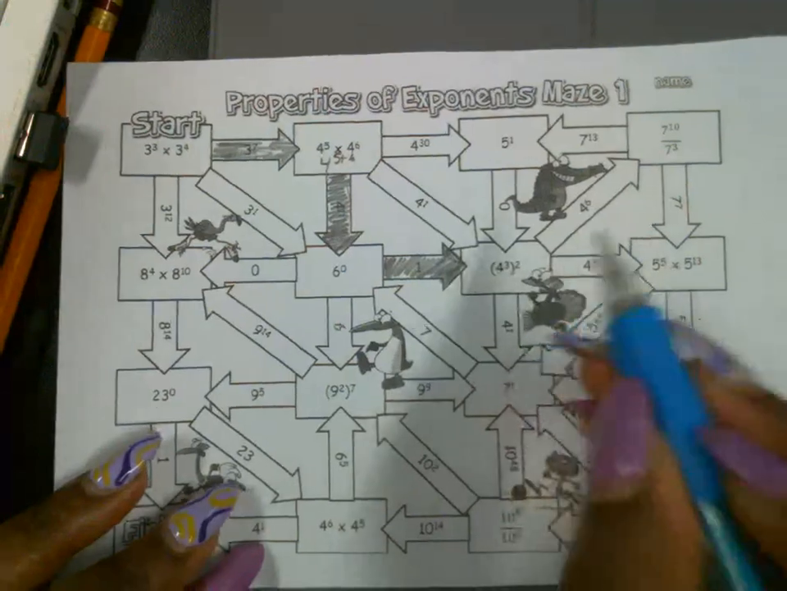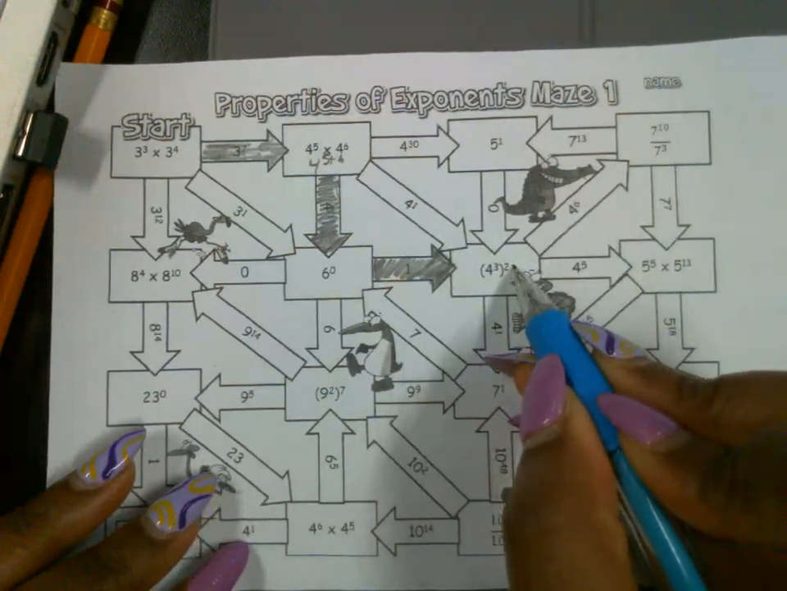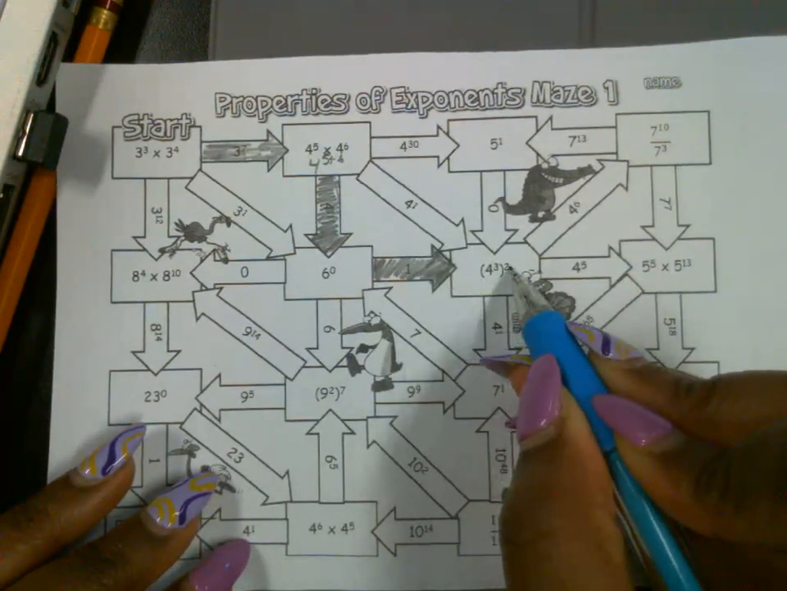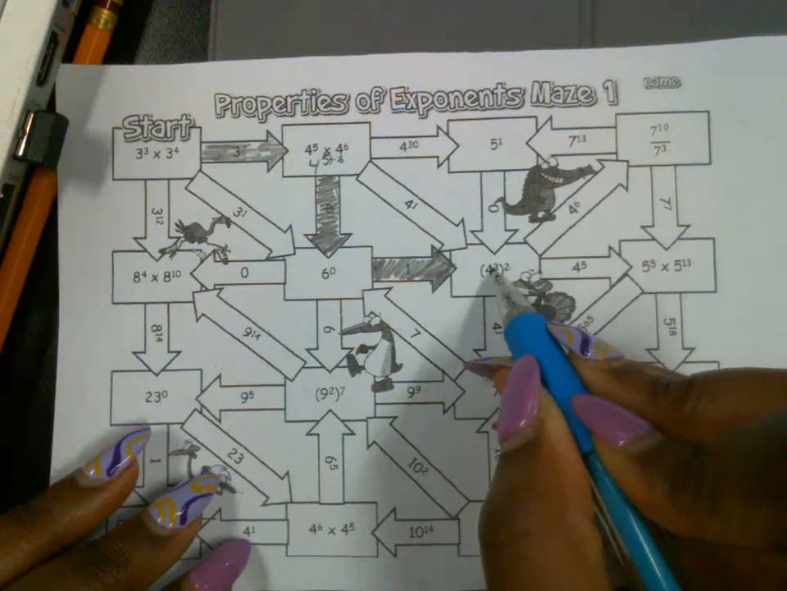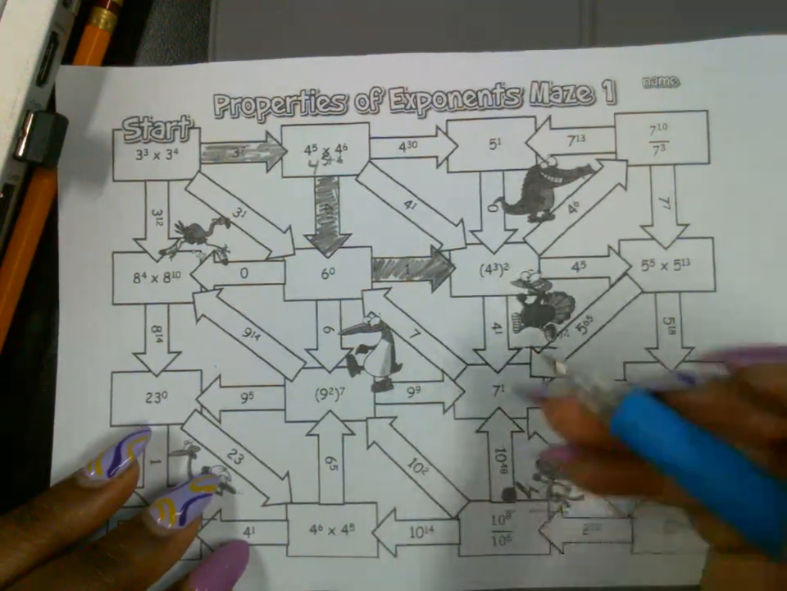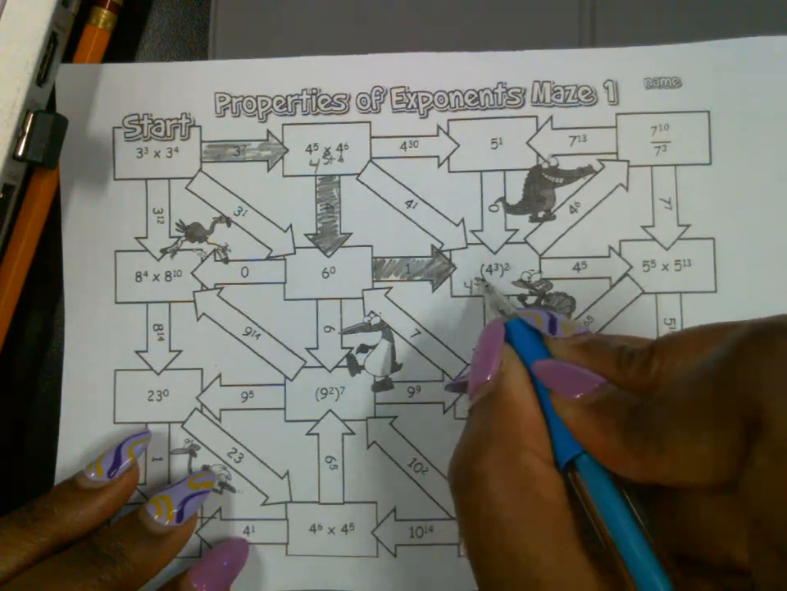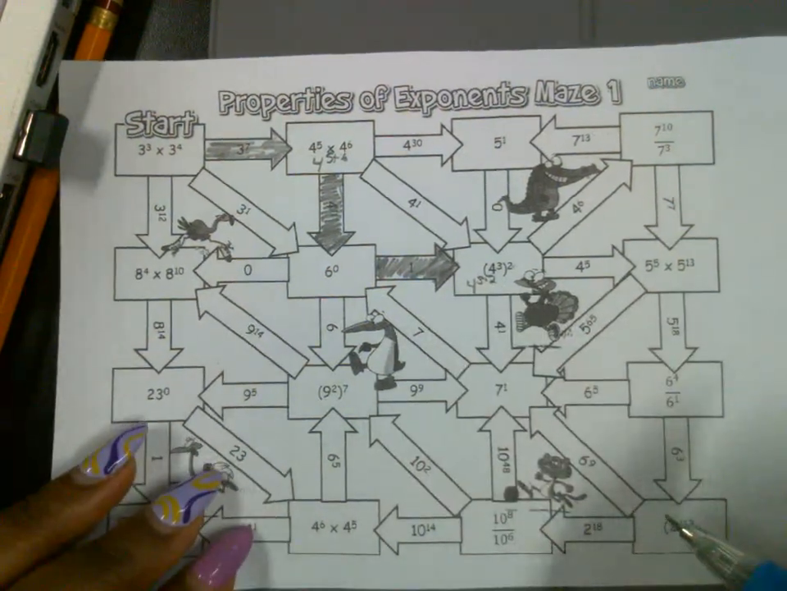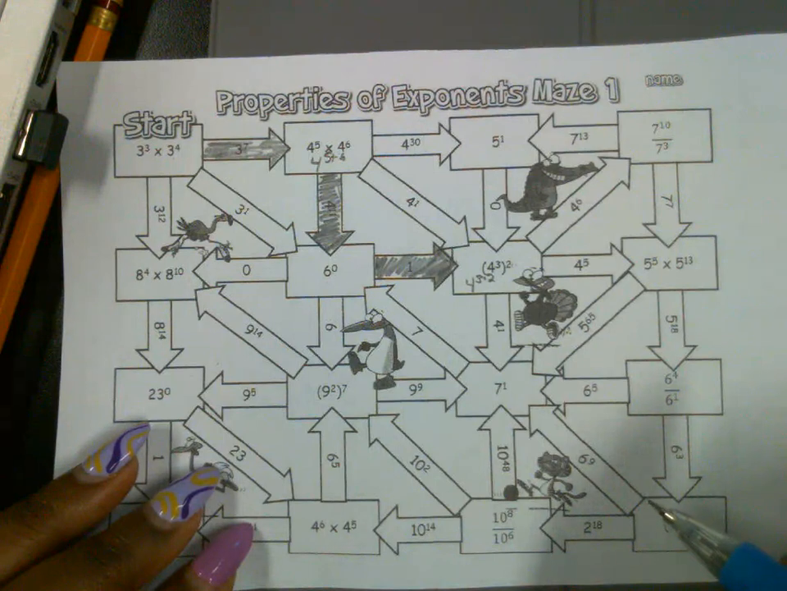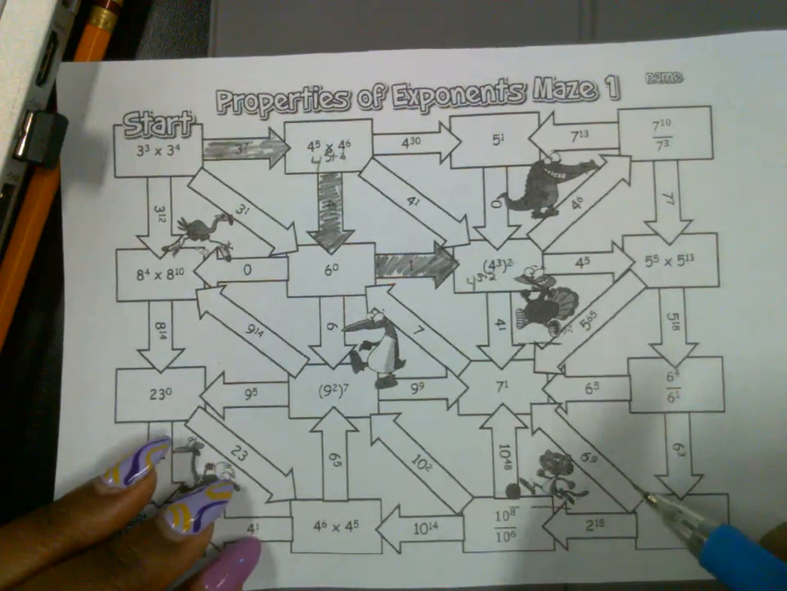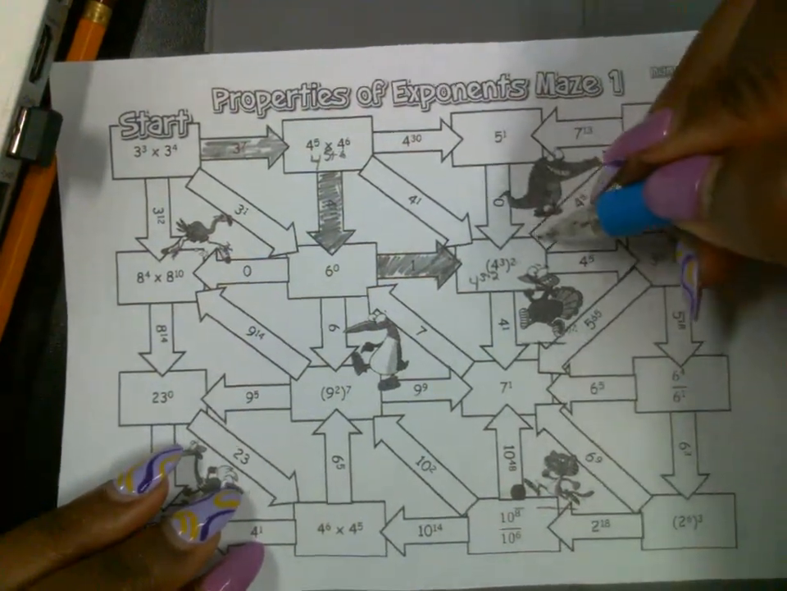All right, so let's do this one. 4 to the 3rd raised to the 2nd. What's 4 to the 3rd raised to the 2nd? What do we do with the exponents here? A power raised to another power. We multiply. So we're going to say 3 times 2. What's 3 times 2? 6. So that's going to be 4 to the 6th power.